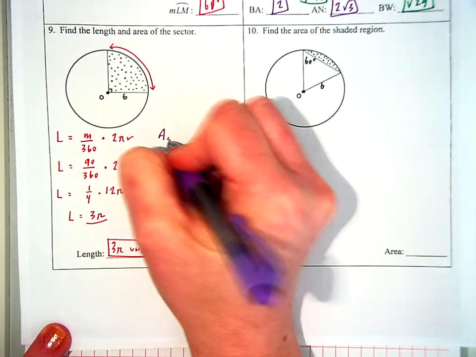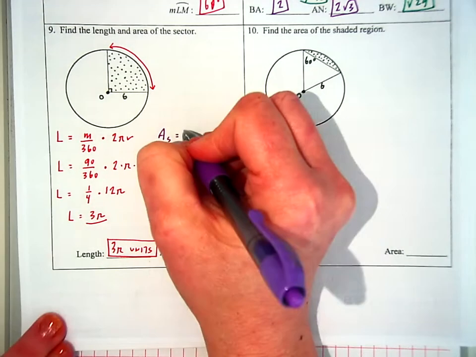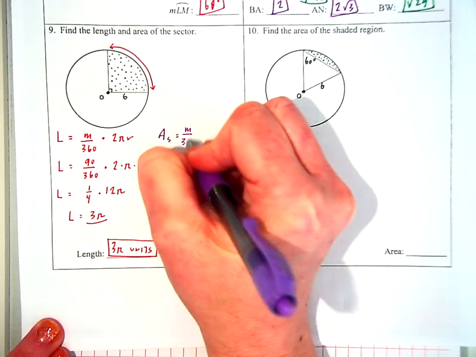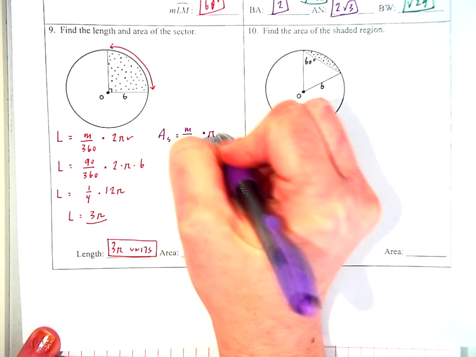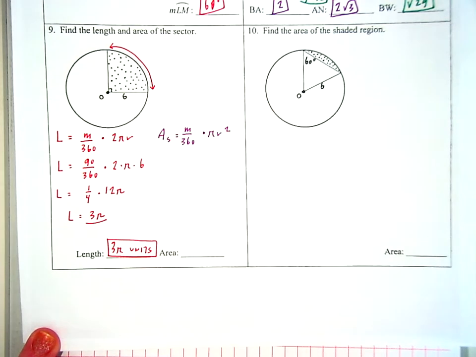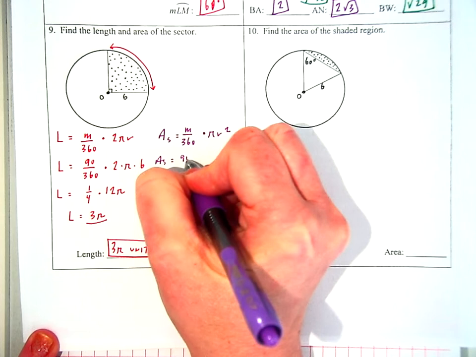Okay, then I want the area. So the area of the sector, right? It's just a portion of the total area. So I need to know, well, what is that portion? What is the ratio of arc to circle? So measure to 360 and then times the total area of pi r squared.